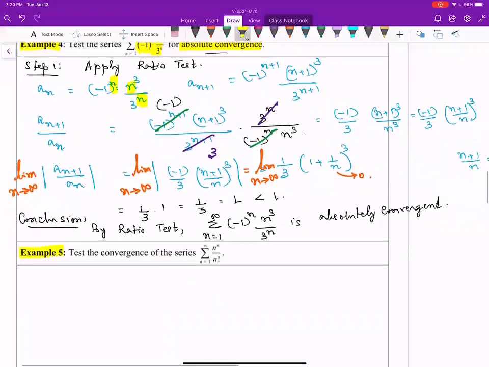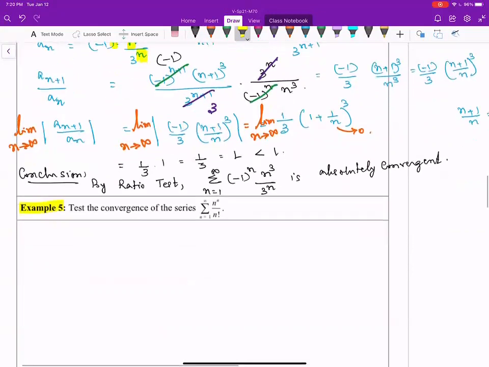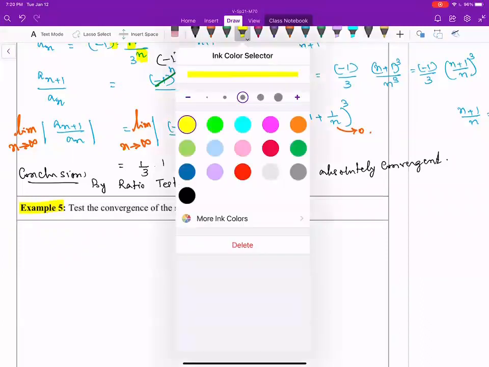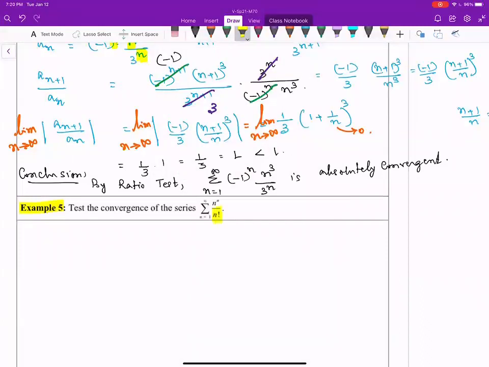Test the convergence of the series sigma n^n over n factorial. So this is part C of the concept video on 11.6, which is about absolute convergence, ratio, and root test. So sigma n varying from 1 through infinity n^n over n factorial. Anytime you see factorial n, the hint would be to go for the ratio test.